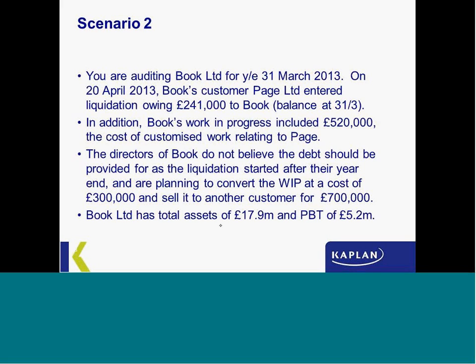Book's work in progress included £520,000, which is the cost of customized work relating to Page. The directors do not believe that the debt should be provided for. The liquidation started after year end, and they're planning to convert the WIP at a cost of £300,000, which will then allow them to sell it for £700,000. It has total assets of £17.9 million and EBT of £5.2 million. So first, is this a disagreement or is it a limitation of scope?